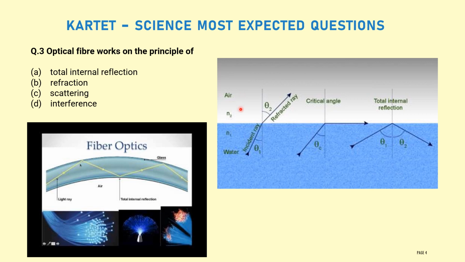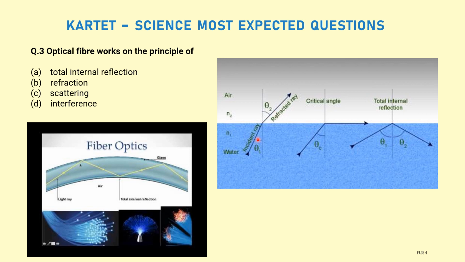When light rays enter from a denser medium to a rarer medium, bending of light takes place. That process we call refraction of light. Here, consider this is the incident ray. When the incident ray strikes the surface, the medium changes, and at this point the bending of light takes place. This we call refraction of light.